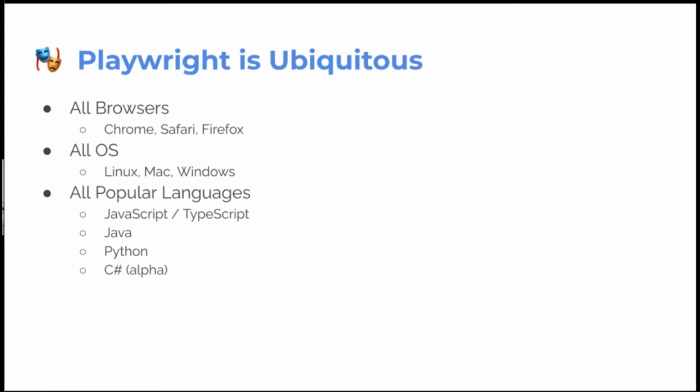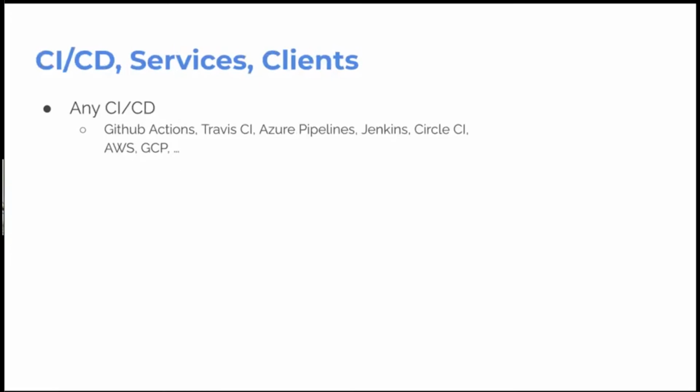Now, you might say, okay, this is good. What about clouds? Like, does it work in the clouds? Well, of course it does. You can pick any CI/CD of your choice, be it GitHub Actions, Azure Pipelines, AWS, GCP, Circle CI, whatever. You can easily launch your browser automations with Playwright there, no trouble.